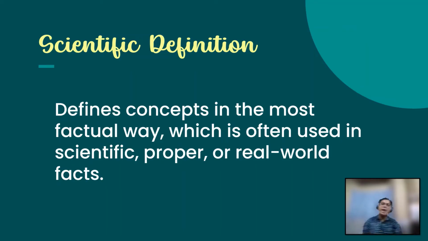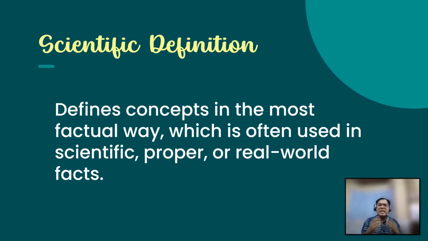Another variety or type of definition is the scientific definition. Now, scientific definition defines a concept in the most factual way, which is often used in scientific, proper, or real-world facts. Scientific definition is the use of scientific language and terminology to explain a specific concept or phenomenon.